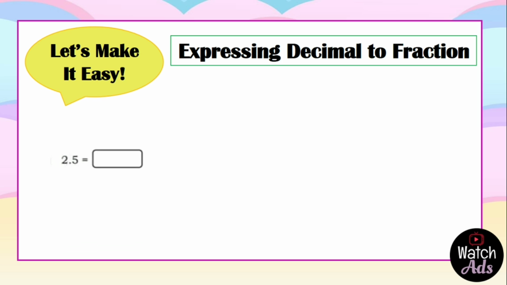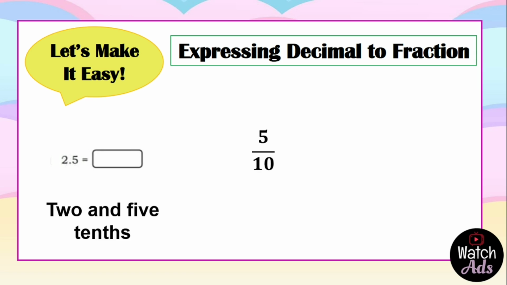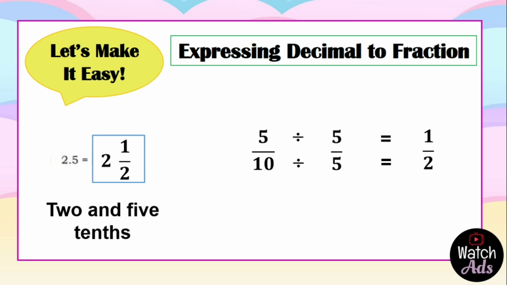Now let's have 2 and 5 tenths. The secret is with the reading. Read it properly. You'll get the fraction properly. We set aside 2. We just write 5 tenths. Find the GCF of 5 and 10. 5/5, that is equal to 1/2. Now we bring back 2 and add it to 1/2. We have our final answer, 2 and 1/2.